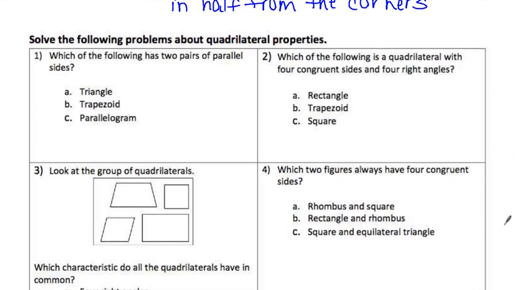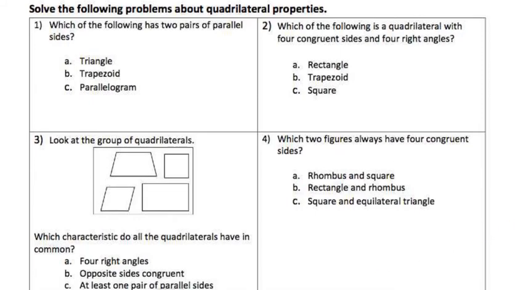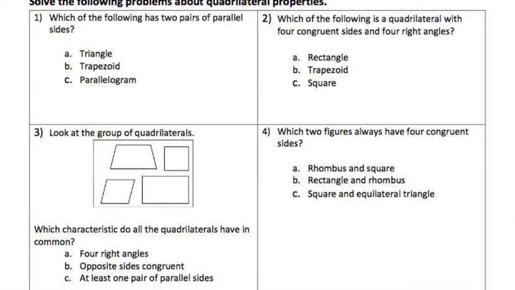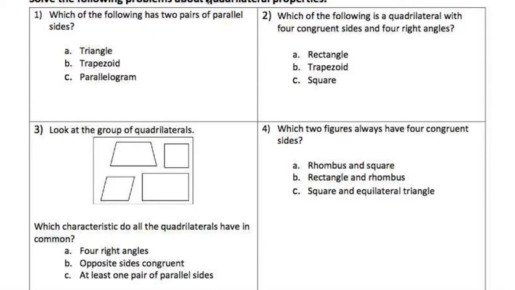So if we look down at the bottom, these are some quadrilateral properties questions. The first one says, which of the following has two pairs of parallel sides? Well, a triangle doesn't have any parallel sides. A trapezoid only has one pair of parallel sides, so it needs to be a parallelogram, which is C.